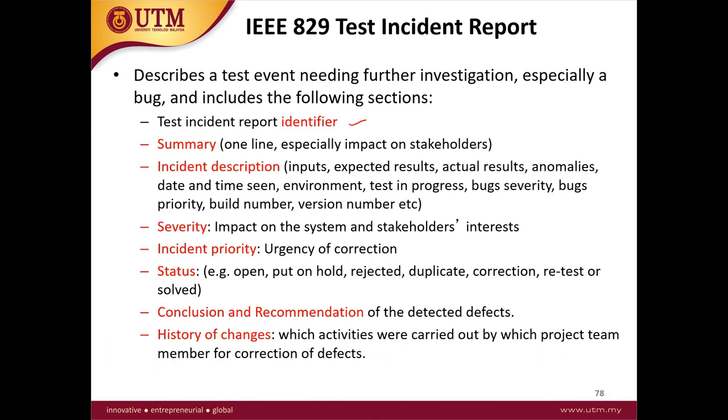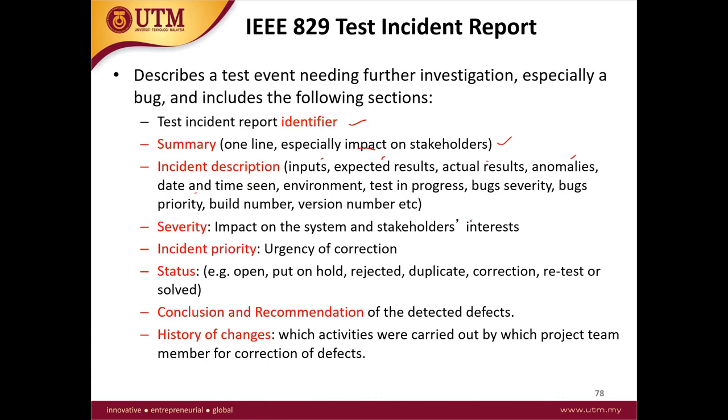Then the summary, especially the impact on stakeholders. So you can say that this one is a showstopper. It will stop the operation of the system. That is very severe. Or this one is just an annoying message that appears. So that's the summary, giving the impact on a stakeholder. And then the description: you can list the input, expected output, actual result, anomalies, date, and sign, etc. There is a large number of description items, followed by severity.